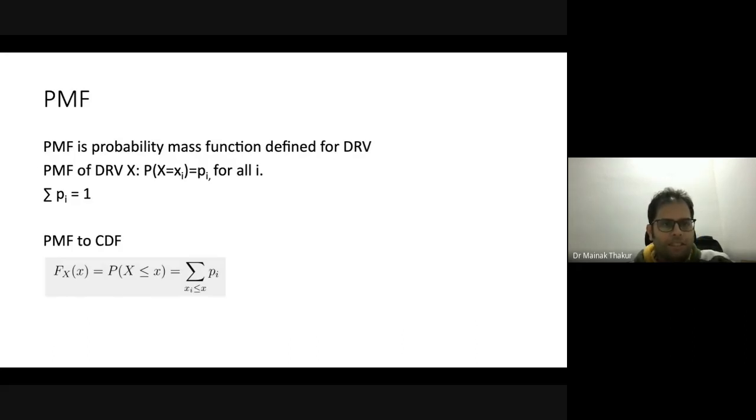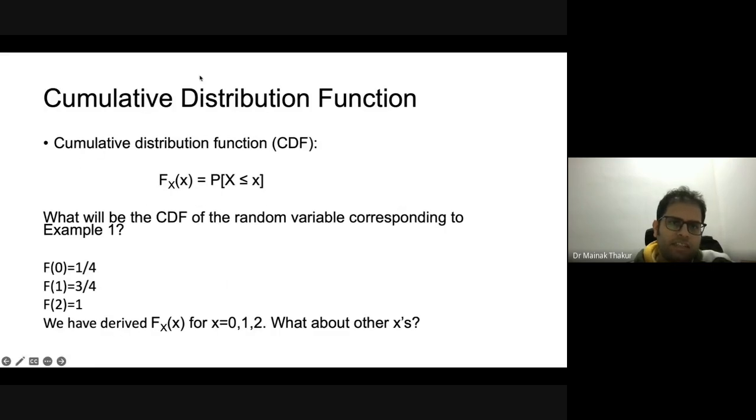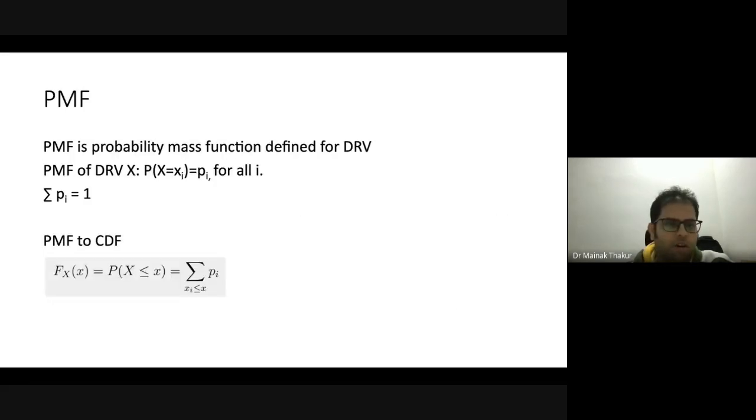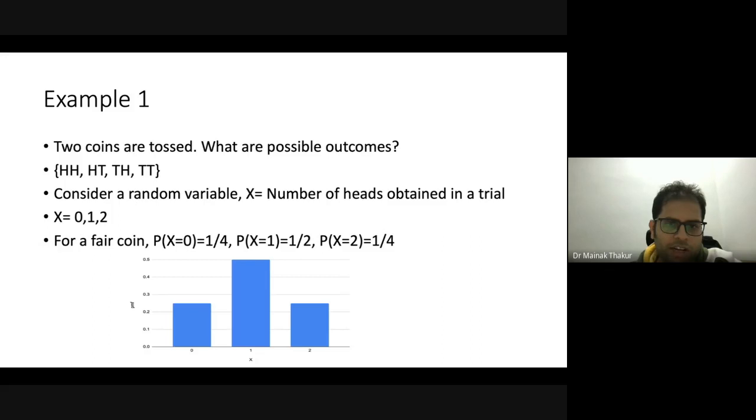PMF is the probability mass function. One more thing: the cumulative distribution function is there for both discrete and continuous random variables, but PMF is defined only for discrete random variables. What is the definition? It's simple. Probability of X equals xi is pi, for the different xi values that X is taking. X is a discrete random variable, so it will take distinct values like x1, x2, x3 to xn, or go on to infinity. So probability of capital X equals xi is pi for all i. This is the simple definition of PMF.